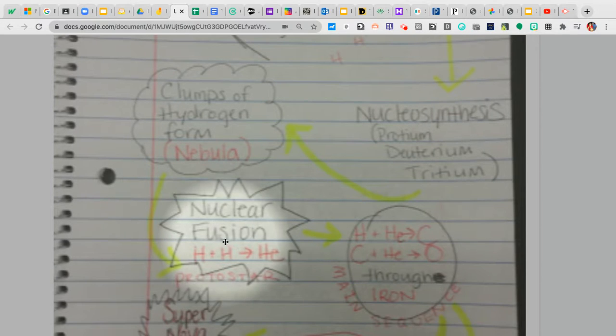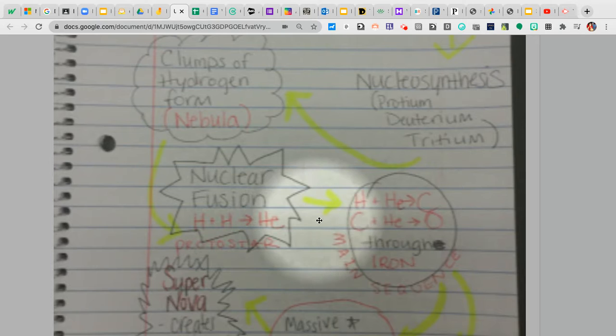And this is where our protostar starts to form, our baby star, if you want to call it. And the star starts to glow. So this is our nuclear fusion. And also, many stars start to form within a nebula, not just one protostar, just to give you a heads up on that.